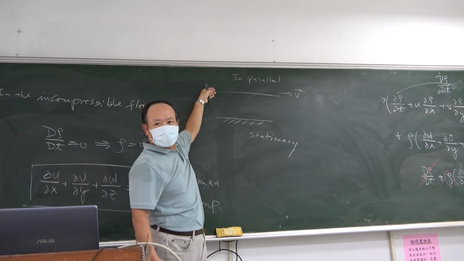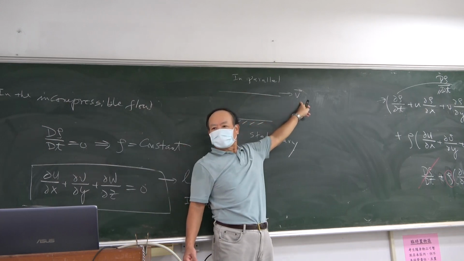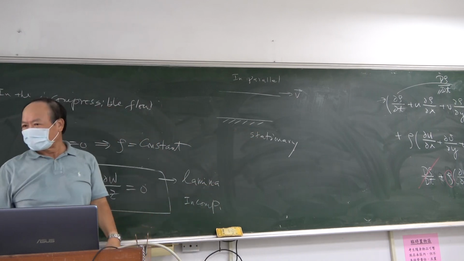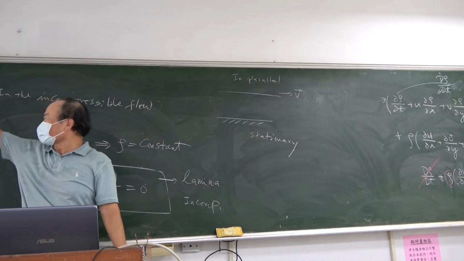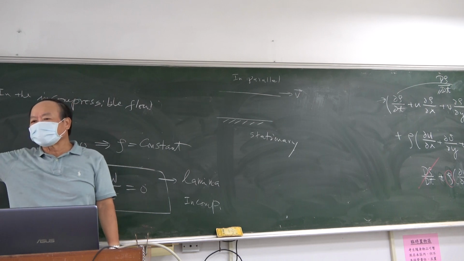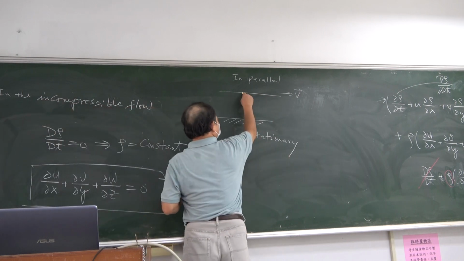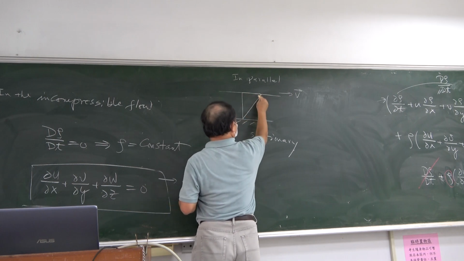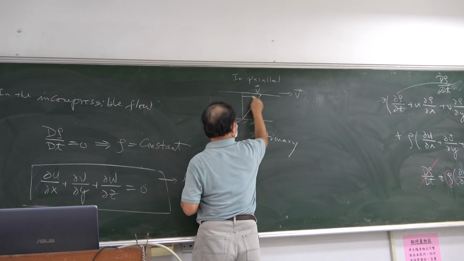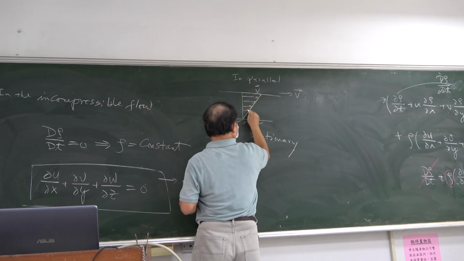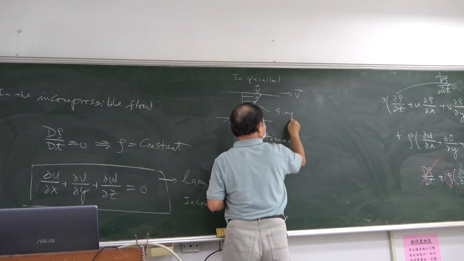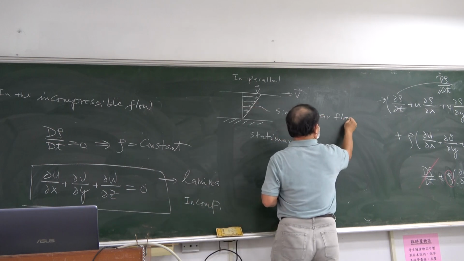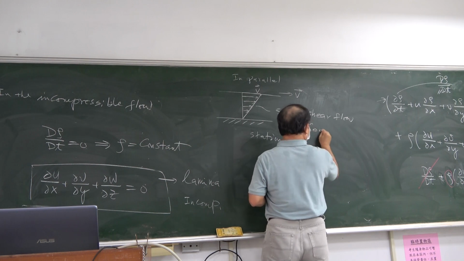One plate, the upper plate, moves with the velocity we call v. The lower plate keeps stationary. We use the equations of motion to solve for the velocity distribution. It looks like this. This is v-bar. This we call the simple shear flow, or we call it Couette flow.